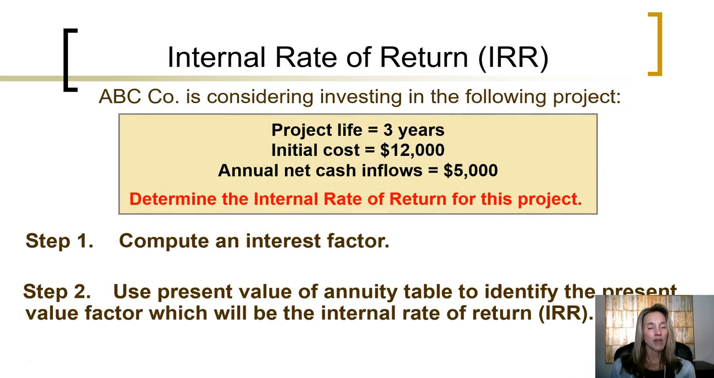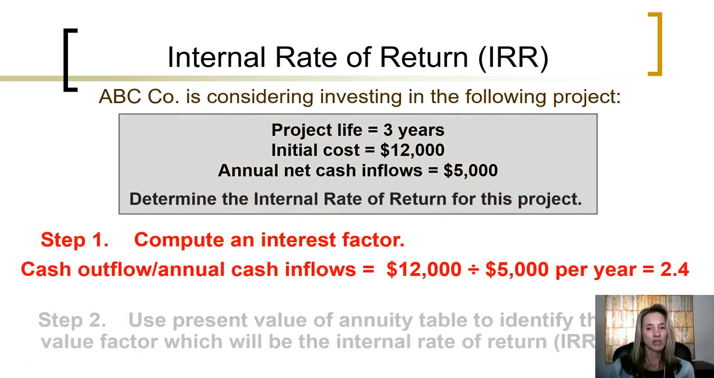For example, ABC is considering investing in the following project. The project life has 3 years, an initial cost of $12,000, and annual net cash inflows of $5,000. There are 2 steps to calculate the internal rate of return.